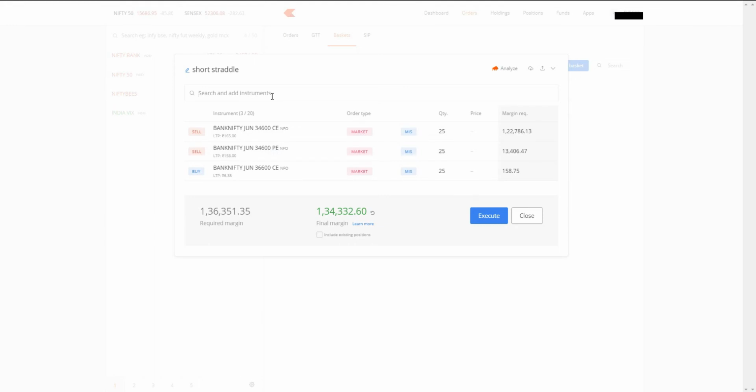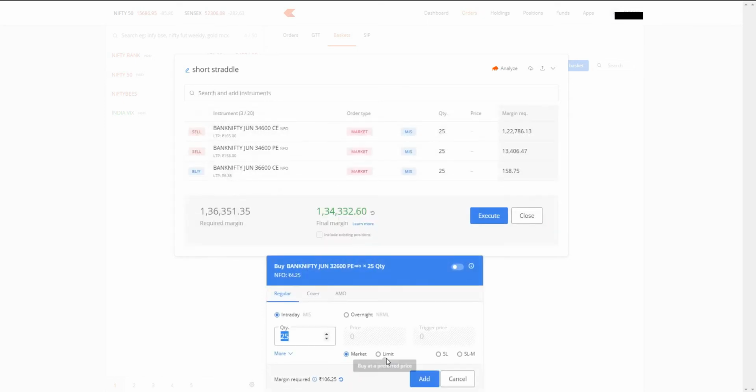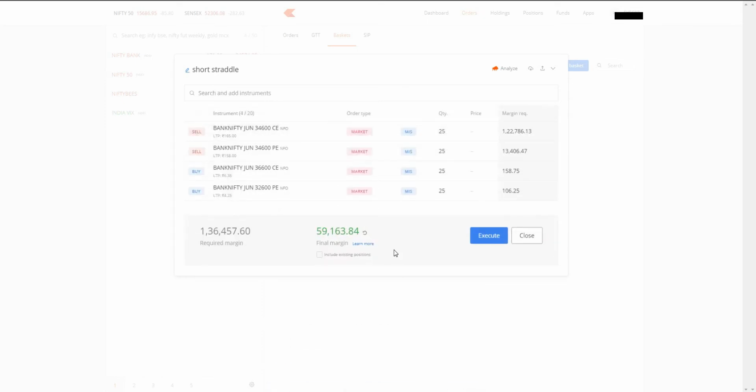34,600 minus 2,000 would be 32,600 PE. I'm buying it, sorry. If you see, the margin came down to 59,000. Earlier it was 1,30,000 something, and now it has come down to 59,000. So this is how you can trade with the minimum margin.